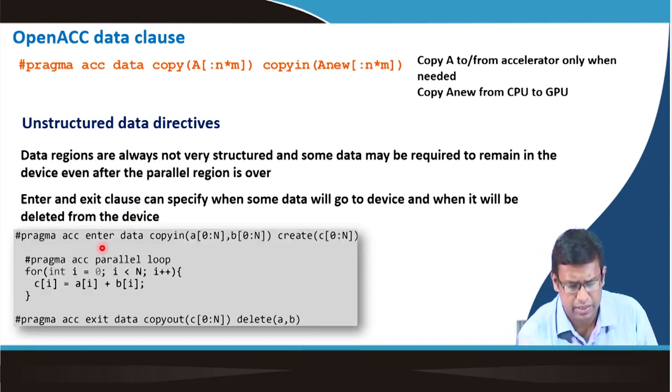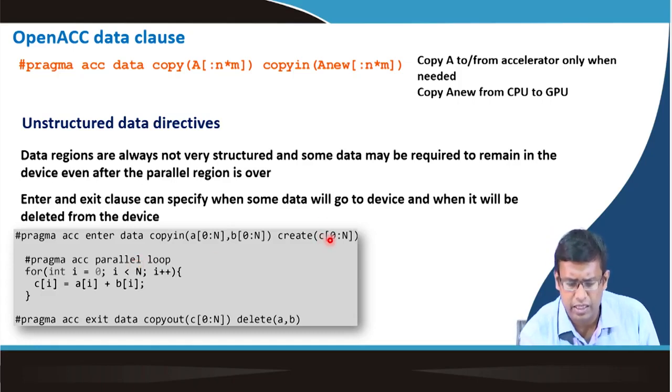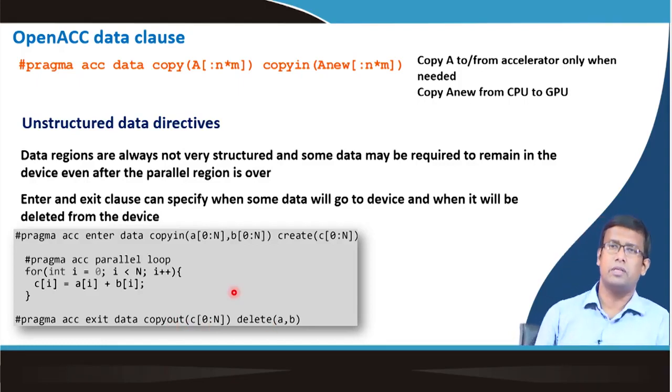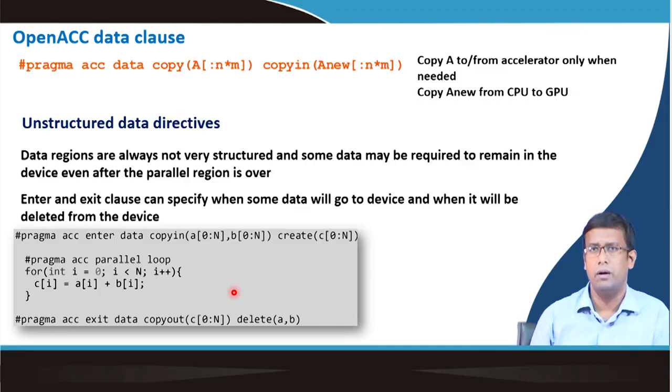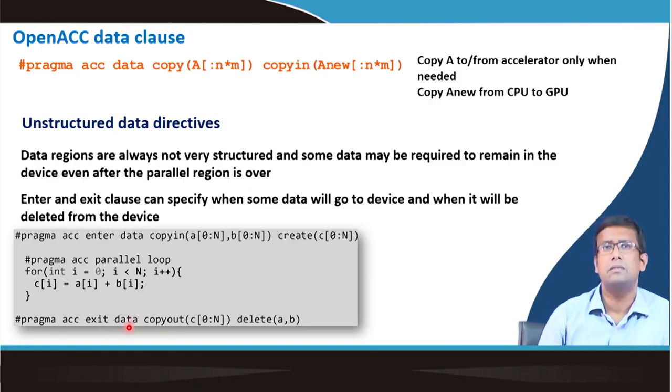So this is like #pragma acc enter data copyin. A and B are copied into the GPU and they will stay there, and C is created in the GPU. C will also stay in the GPU as long as we require it, and then we write C equals A plus B. After that we delete A and B, so A and B are deallocated from the GPU. The GPU does not store any part of A and B, and C is copied from GPU to CPU, and then the data is erased from the GPU memory. A, B and C are all erased from the GPU memory.